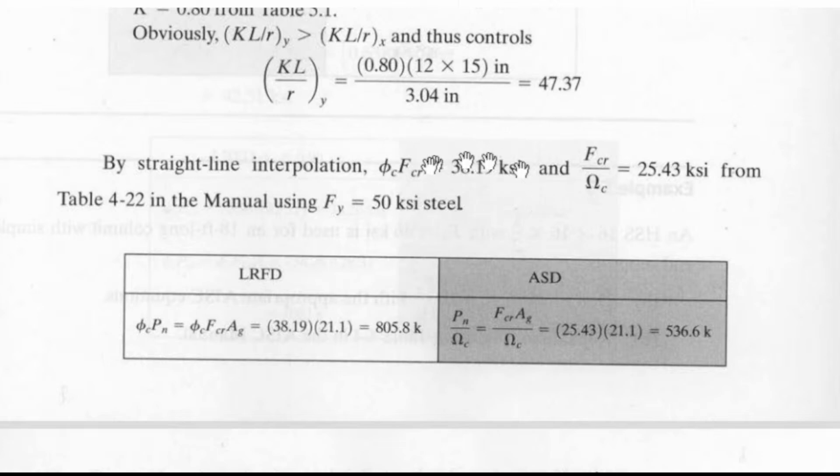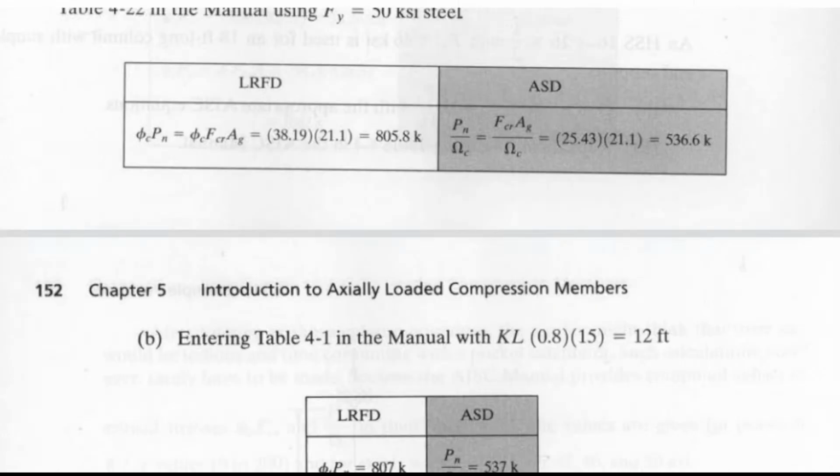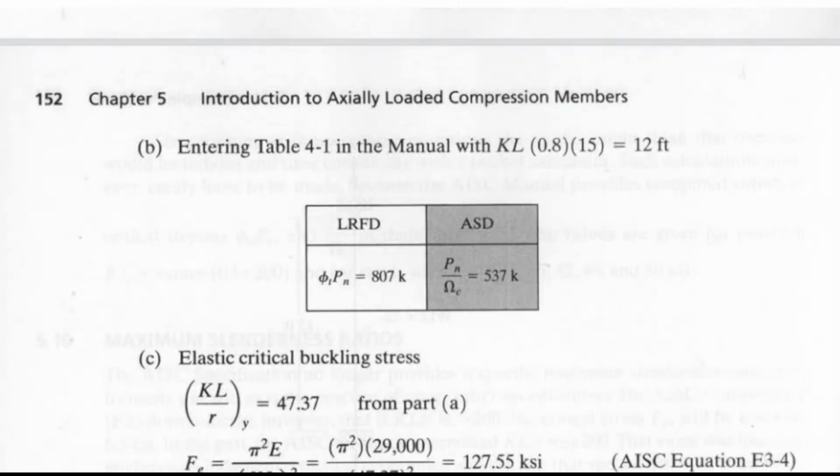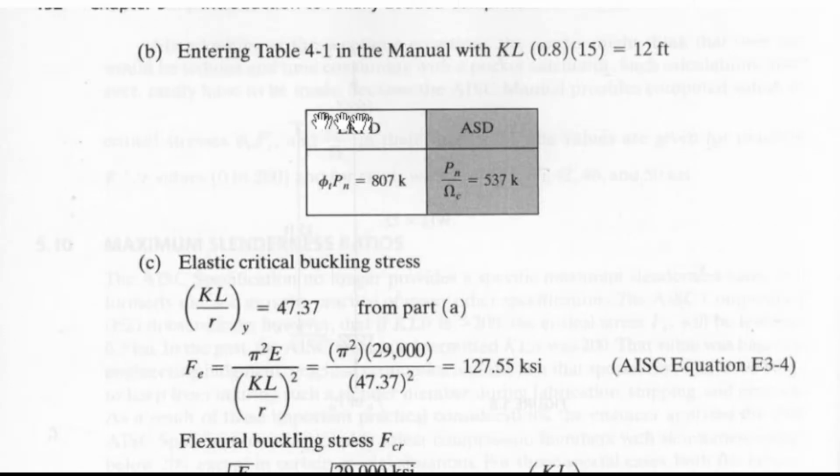So take note, we interpolated in the table because we do not have the exact value for this. So by interpolation, we have this answer from table 4-22. Okay. Letter B, table 4.1. So the manual, meaning the code, says that KL is 0.8 times 15, that is 12. Then we have what? Design strength.